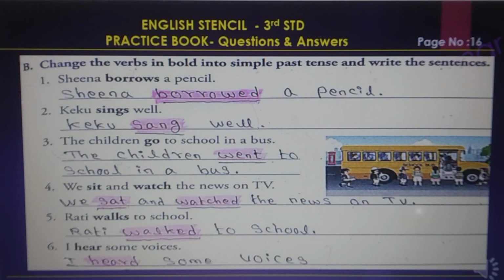Change the verbs in bold into the simple past tense and write the sentence. Sheena borrows a pencil. Sheena borrowed a pencil. Keku sings well. Keku sang well. The children go to the school in a bus. The children went to the school in a bus. We sit and watch the news on TV. We sat and watched the news on TV. Rati walks to school. Rati walked to school. I hear some voices. I heard some voices.